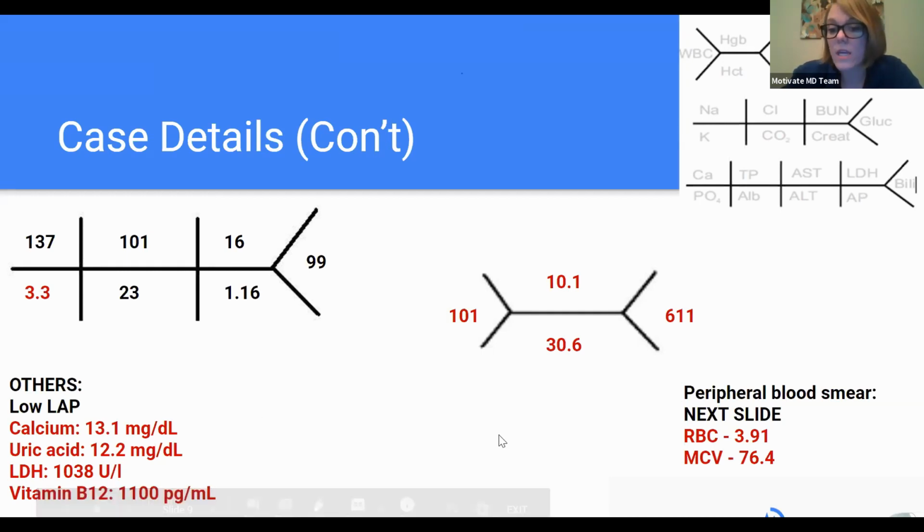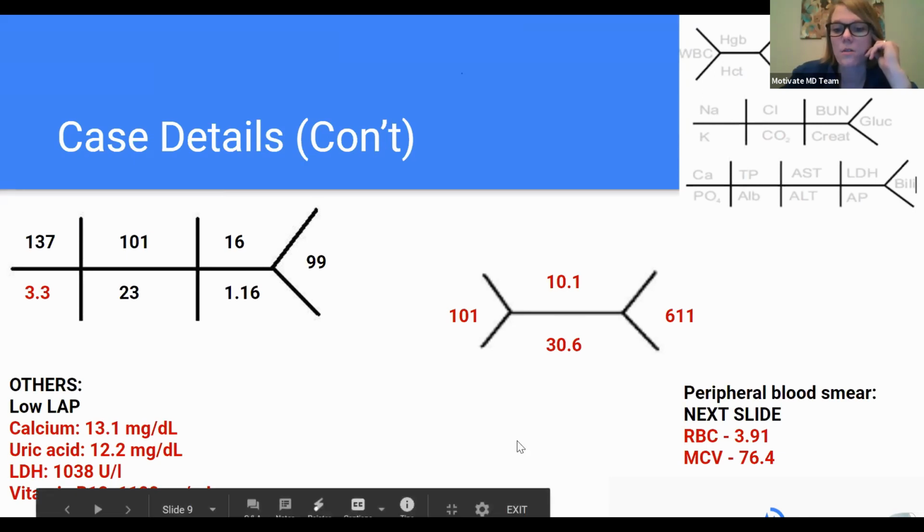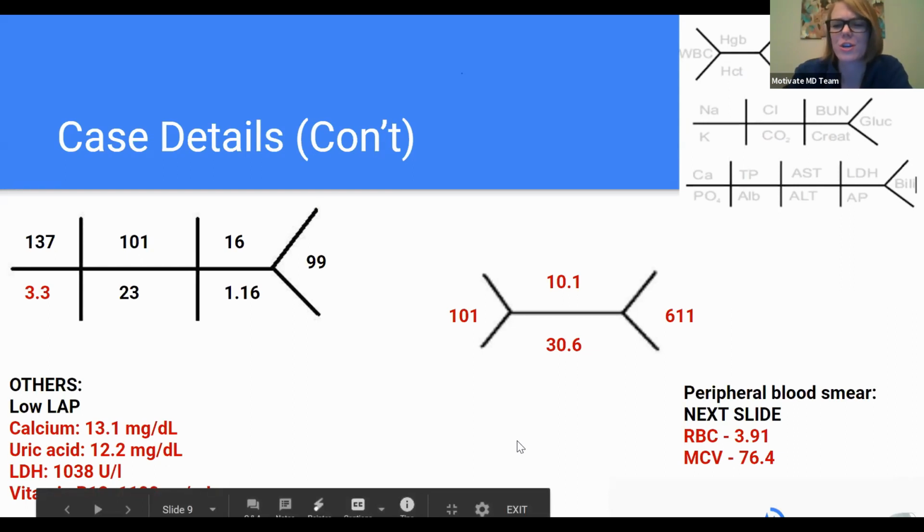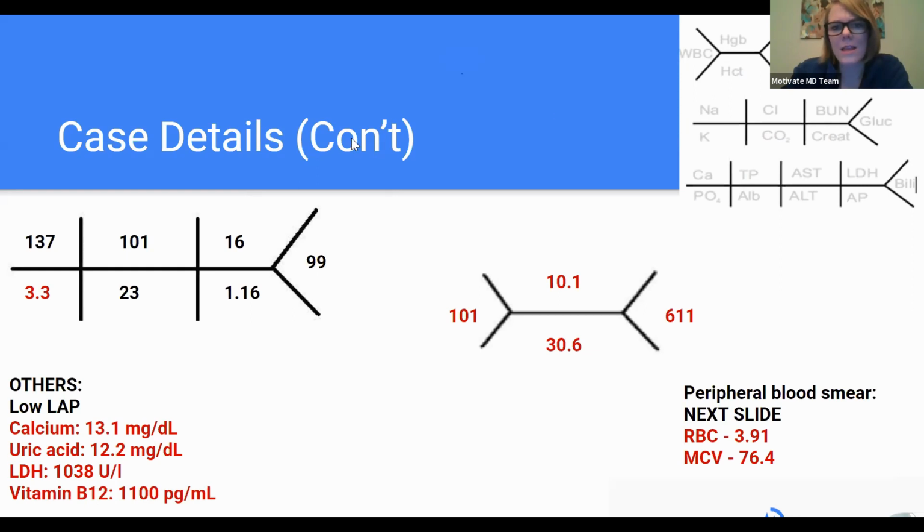Other things that we see are a red blood cell count of 3.91. That's a little bit low, and we see an MCV, a mean corpuscular volume, which is kind of the size of the red blood cells. That's low. That should be around 80 to 100 approximately. And the reference ranges always change based on the lab for sure. So there are our labs.